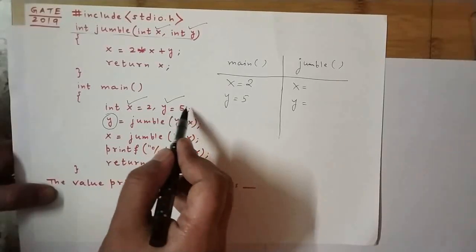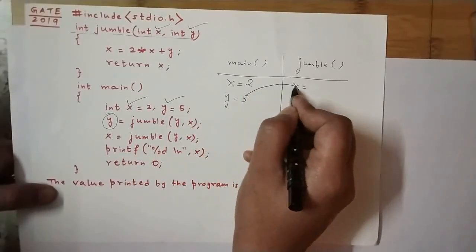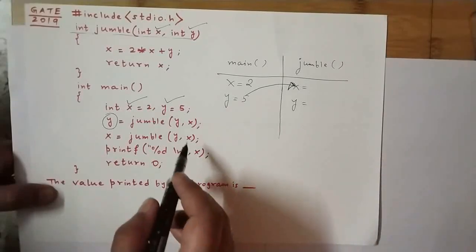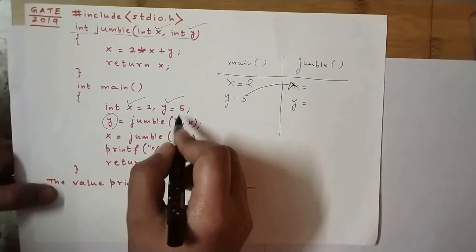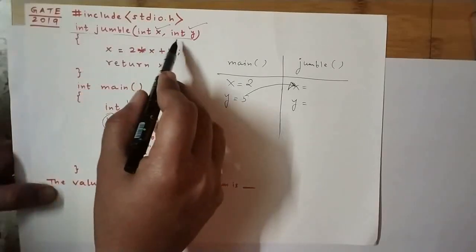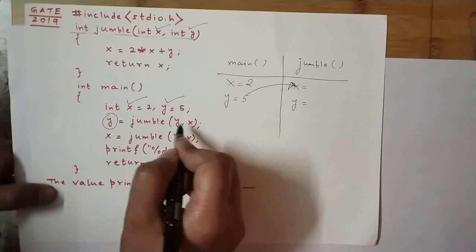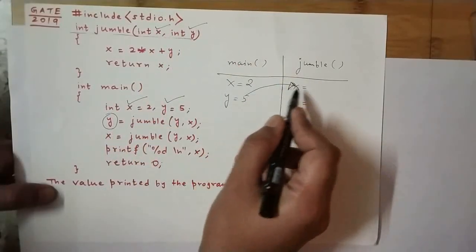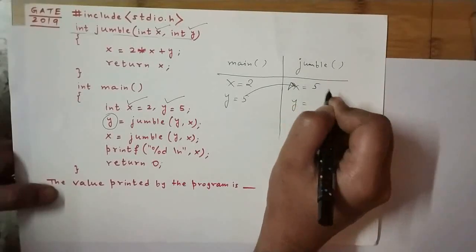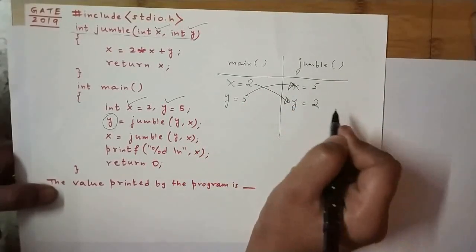That means the value of y, which is 5 here, will be passed to x, and the value of x here will be passed to y. Look at the function definition header. It's int x comma int y. So if I am saying jumble of y comma x, y goes to x and x goes to y. So x gets a value of 5, and y gets a value of 2.